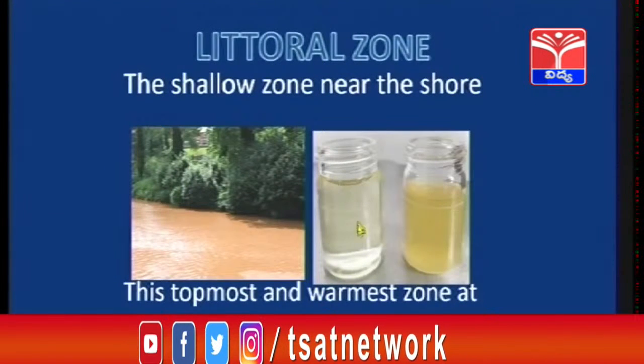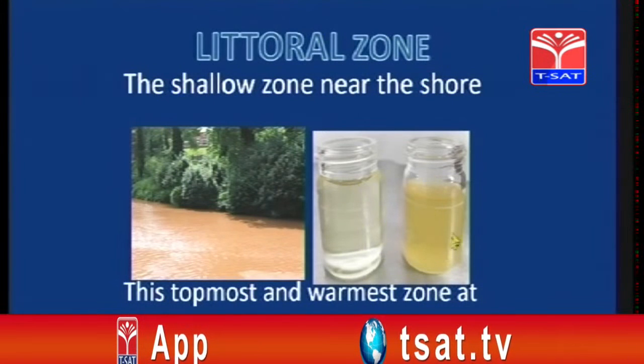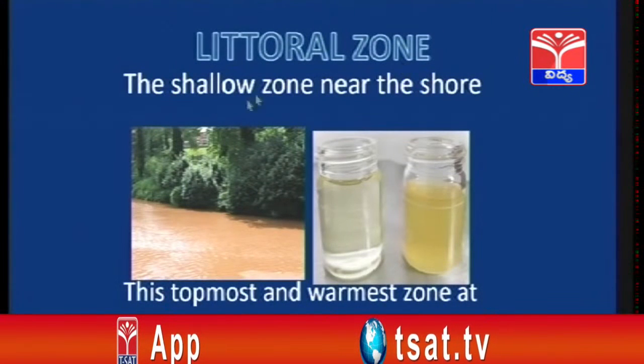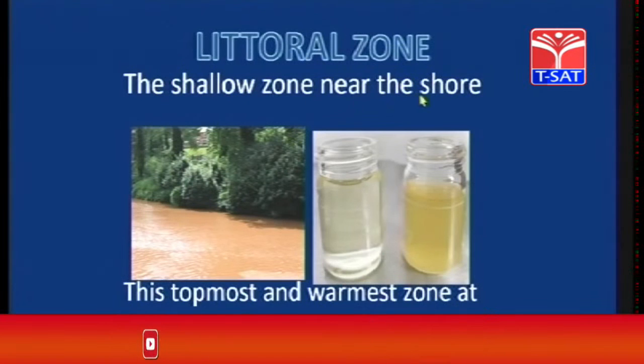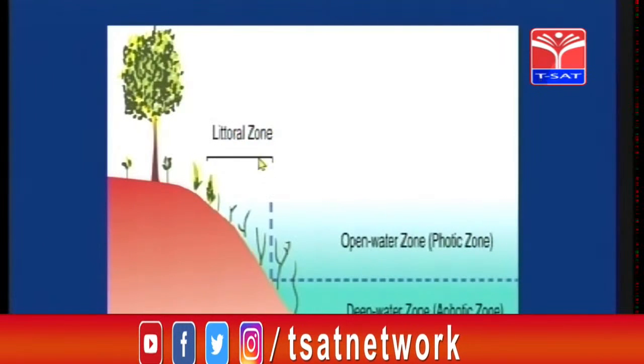Littoral zone. Children, you can see the turbidity of water. This water is very much clear, better than this water. So the littoral zone is the shallow zone near the shore, the topmost and warmest zone at the edge of the water body. Children, this is the littoral zone, right?